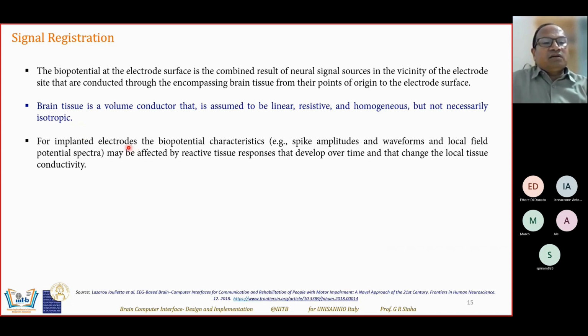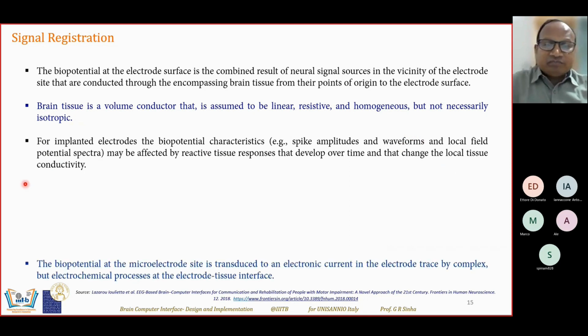For implantable electrodes, the biopotential characteristics which are recorded may be either spike amplitude or waveforms or LFPs, what is called local field potential. Rather than getting local field potential, we can also get local field potential spectra. Spectra means the variation of local field potential over a wide range of frequency of the signal. So rather than getting a single peak, double peak, or three peaks, we can get the spectra, which is affected, of course, by the reactive tissue responses that develop over time and change the local tissue conductivity.